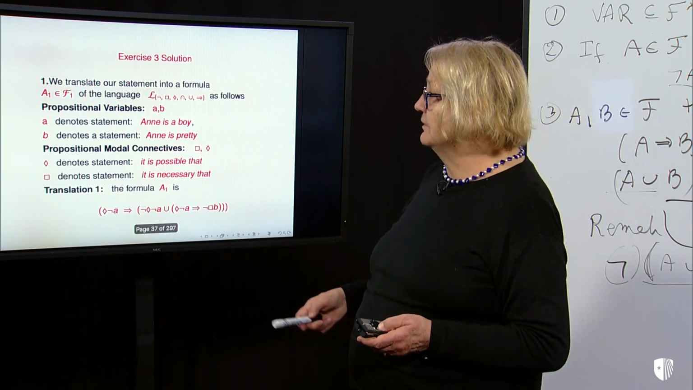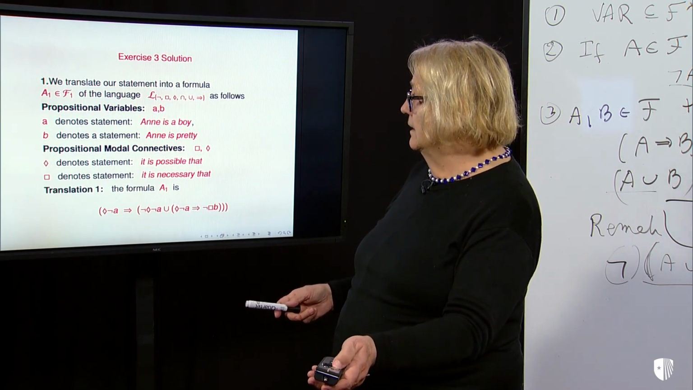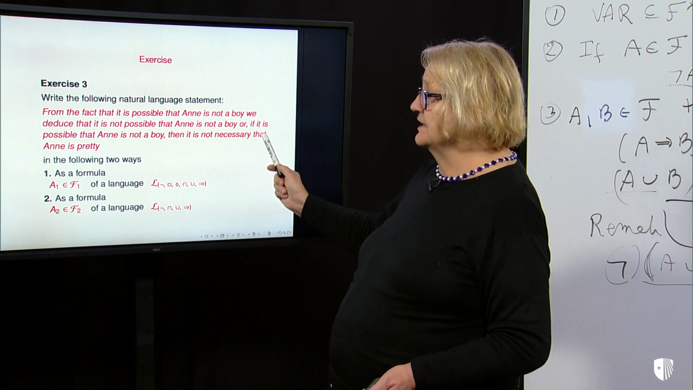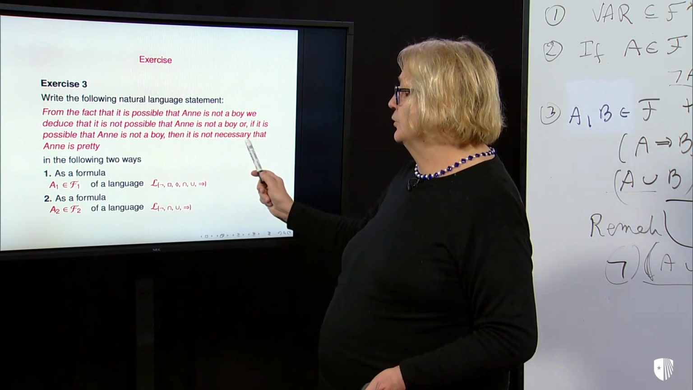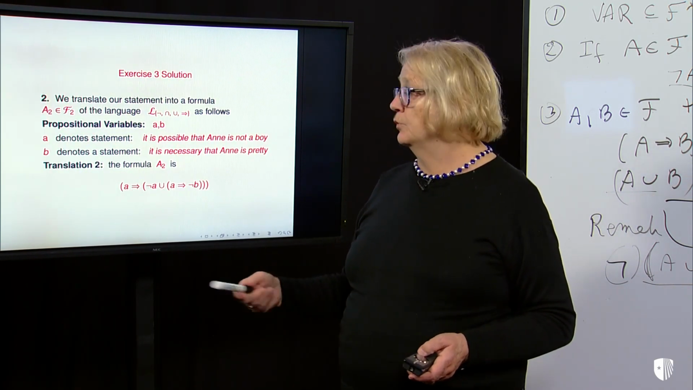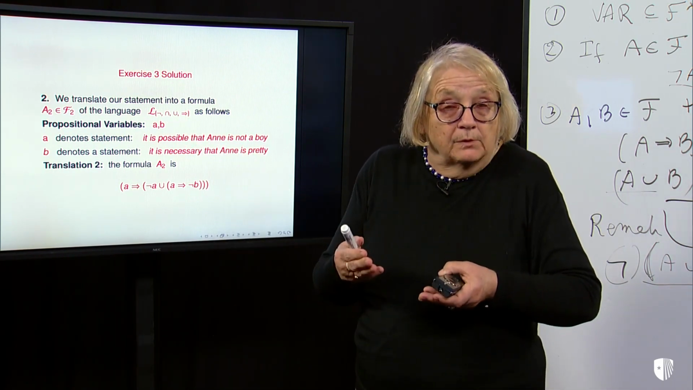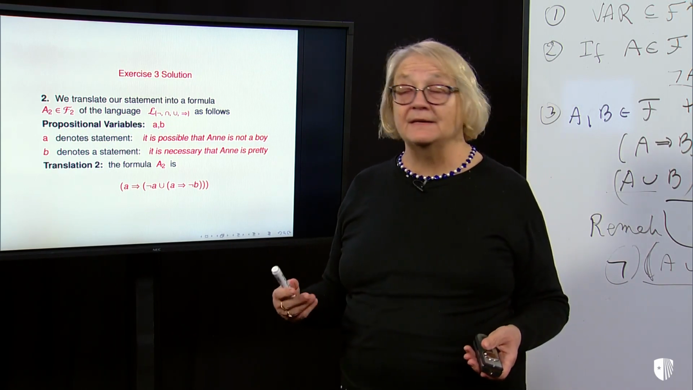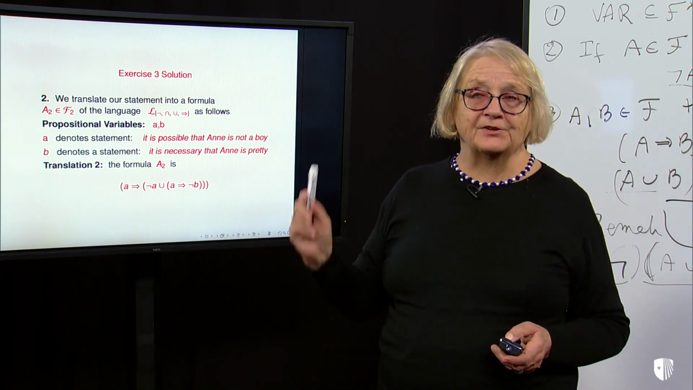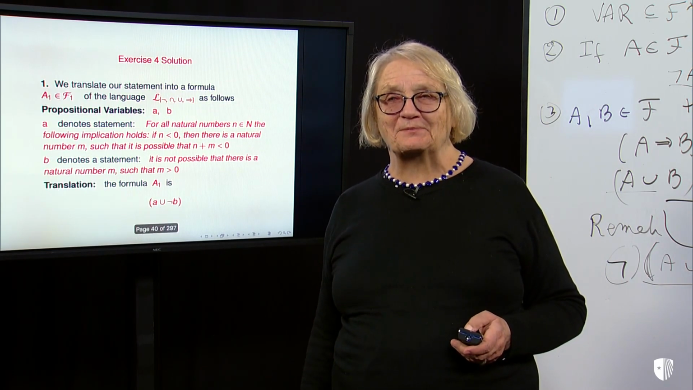And again, for the same reason, when you have not, and then you have necessary, Ann is pretty, so necessary, Ann is pretty, is your basic statement. So if you want to translate into only this language, and you don't have the symbols for possible and necessary, the formula would be like that. And there are a lot of examples. That is a nice exercise, so I skip it.